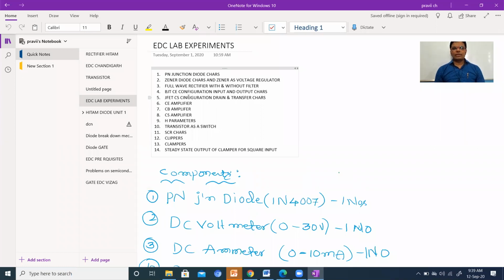JFET common source configuration, input and output characteristics. Drain and transfer characteristics. Next, CE amplifier, CB amplifier, CS amplifier. H parameters. 9th, 10th one is a transistor as a switch. 11th one is SCR characteristics. Next one is clippers. 13th is clampers. And the 14th experiment is the steady state response, or steady state output, of the clamper circuit for square wave inputs.